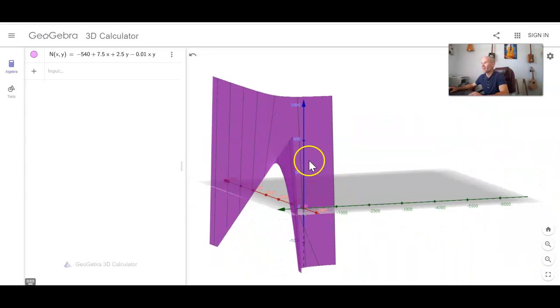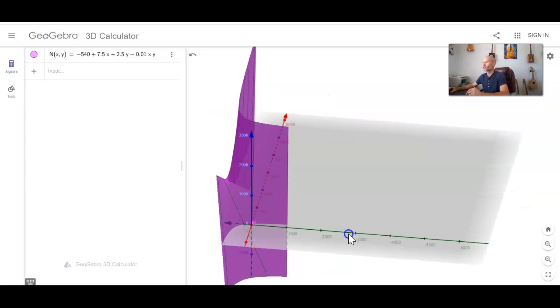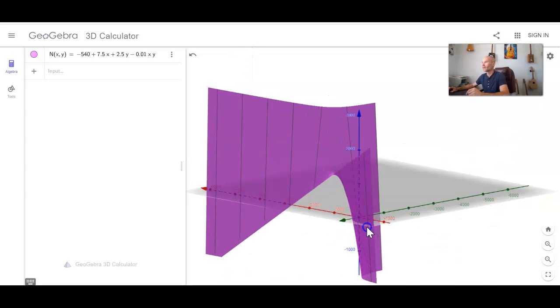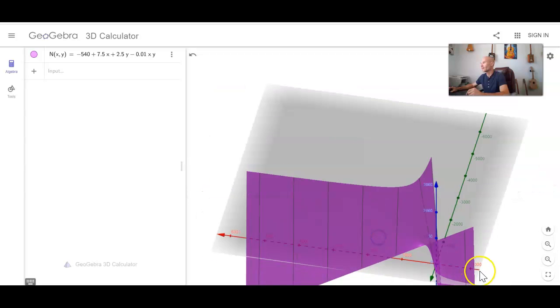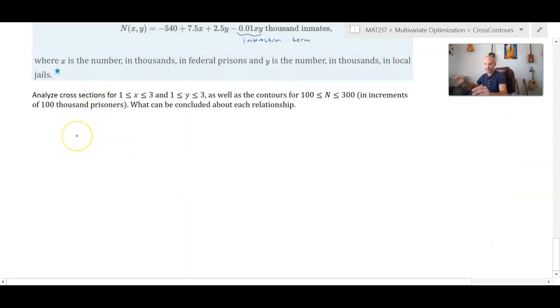The height of this tells me how many prisoners there are, so anything below the xy plane simply doesn't make sense. I should really just focus on the positive x-axis and the positive y-axis, which is actually just this little quadrant right here. It's hard to understand what's actually going on there. So let's look at some cross-sections and try to understand what we're looking at.